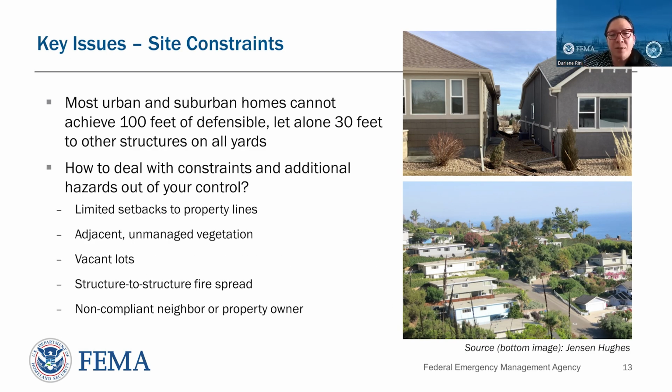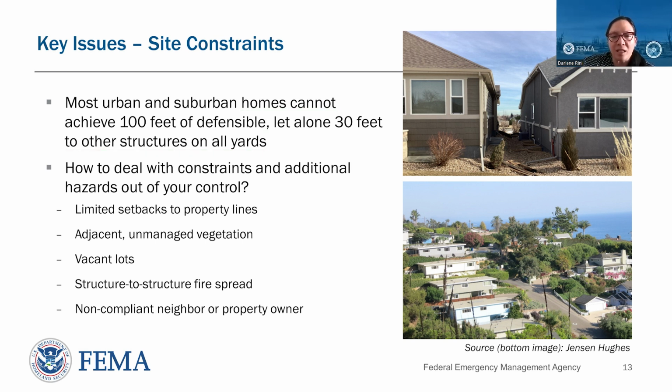So another key issue with defensible space is site constraints, and we'll be touching on this again in later slides. Most existing codes, standards, and guidance on defensible space assume a property owner has 100 feet of side yard around their building. In many regions, and as we get into more suburban and urban land uses, 100 feet of defensible space is typically not available.